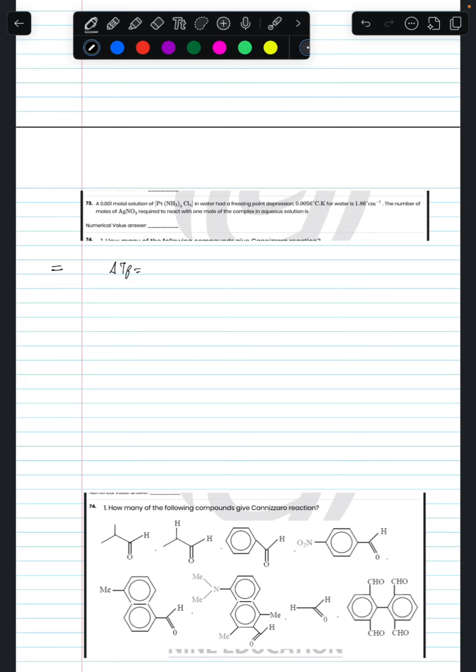So delta Tf is i into Kf into molality. Delta Tf will be 0.0056, i value into Kf, 1.86, into molality. Molality is 10 to the power minus 3. So the i value will be 0.0056 divided by 1.86 into 10 to the power minus 3. That is around 5.56 divided by 1.86, which will be 3.